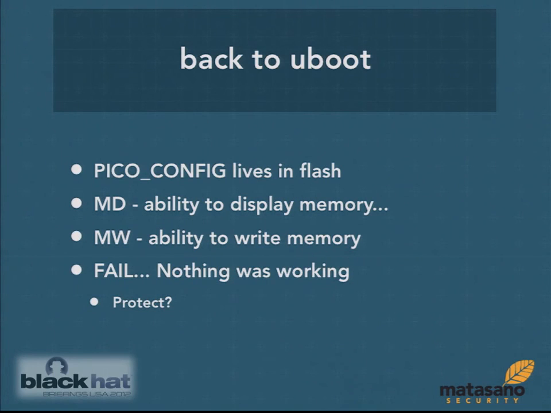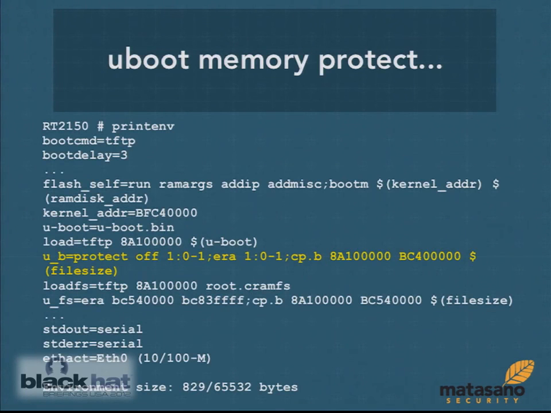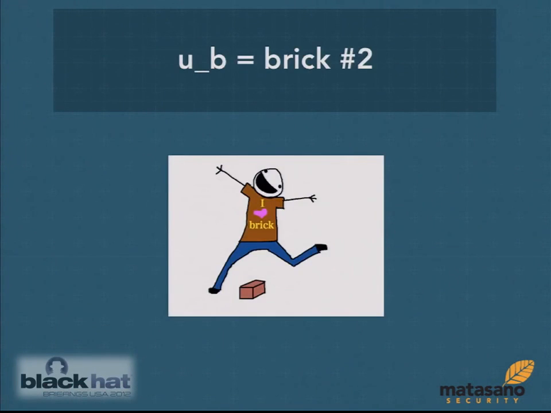Then I noticed a command called protect. Specifically, there's a print of environment variables, which is a set of environment variables and commands. So I saw this command u_b, and the first thing it says was protect off. I was like, awesome, let's run it. Bad idea. If you actually continue to read the command, it proceeds to erase the entire flash chip as well. So I now had a second brick on my hands.